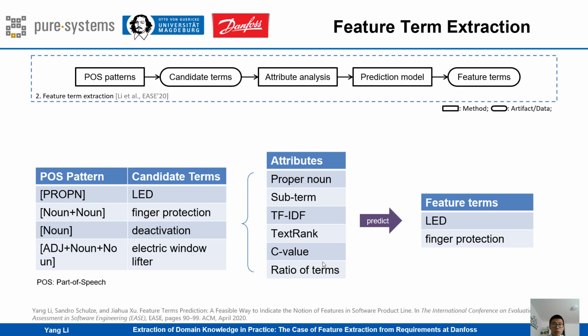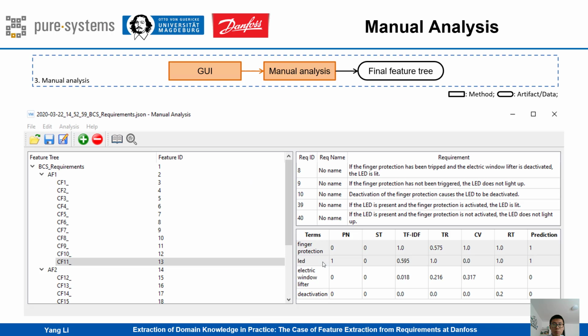We use part-of-speech patterns to first extract the candidate terms. Secondly, we analyze 6 different attributes of each candidate term, for example, whether a term contains a proper noun and so on. And finally, we use a prediction model to predict the feature terms in each feature based on the attributes.